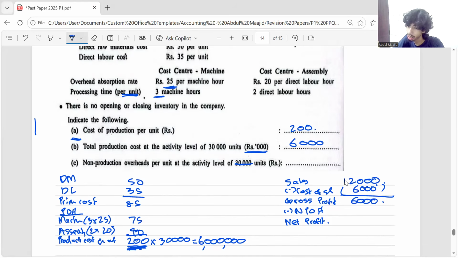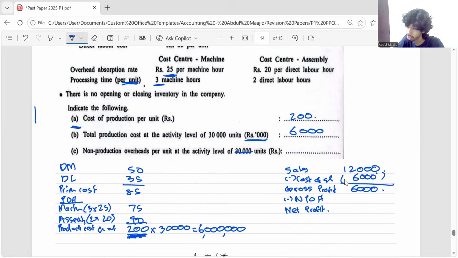The net profit ratio is 25%. That means the net profit is 25% of the sale. 25% of 12 million is 3 million. That means your non-production overhead is also 3 million. Now here, what are they asking? Be careful. Now you would have gone and written 3 million here.